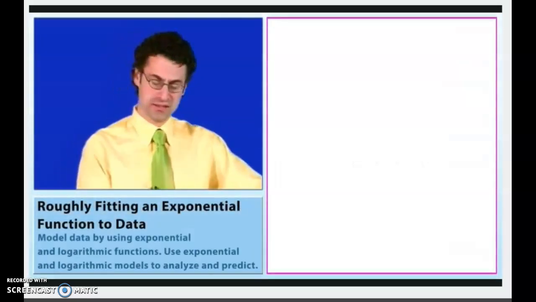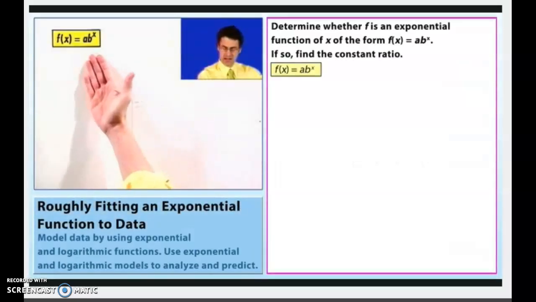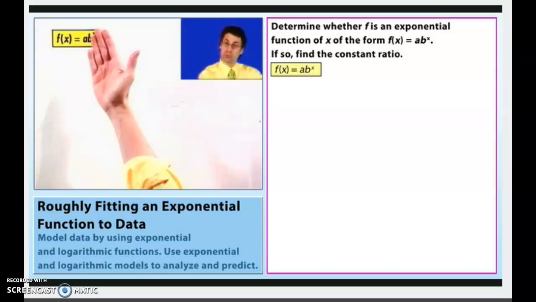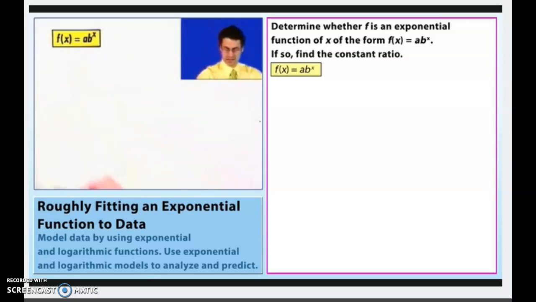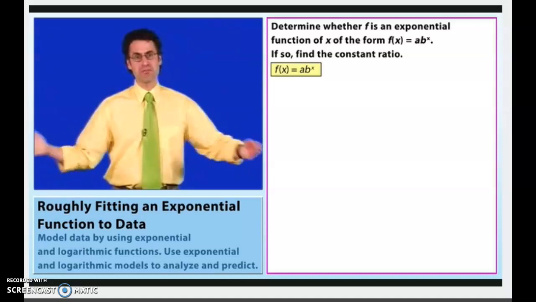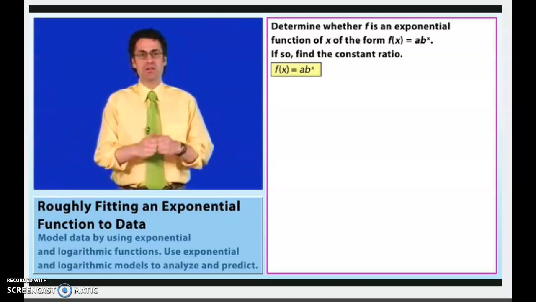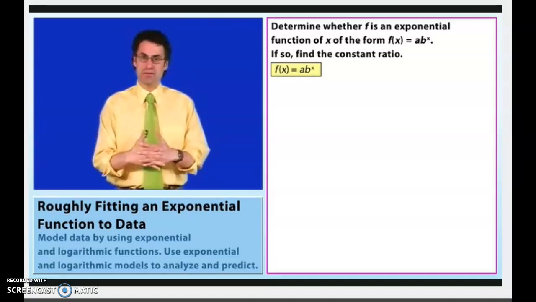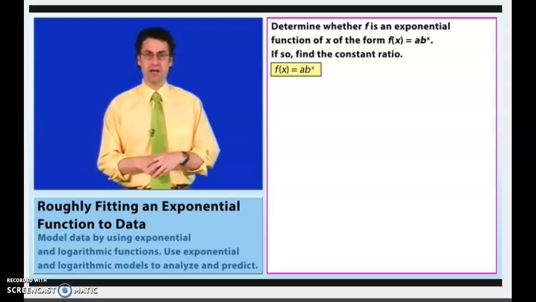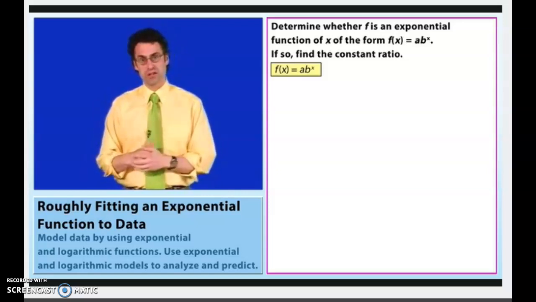An exponential function is a function that has the form some constant a times a constant b raised to the x power, where x is the variable. So if we're given a bunch of data, how do we look at a data set and determine if, in fact, it's conforming to an exponential function or not? Well, let's take a look and see.